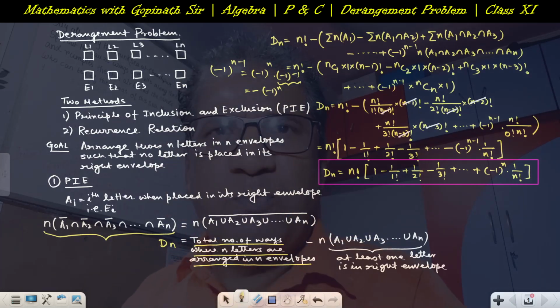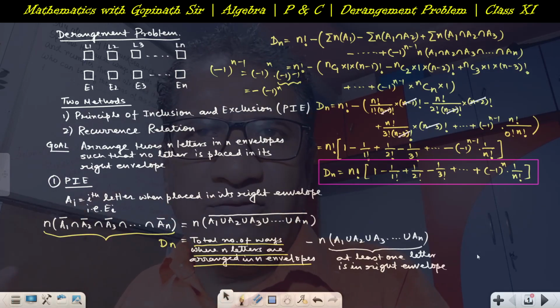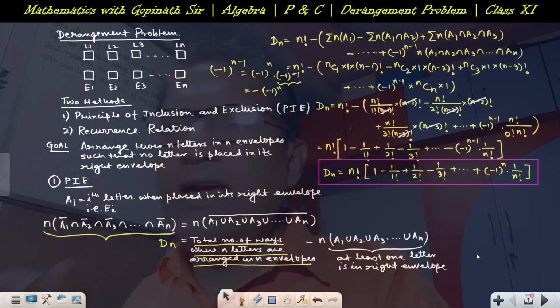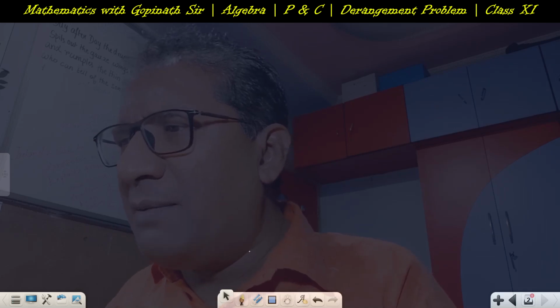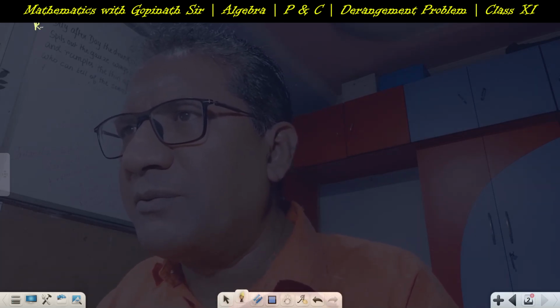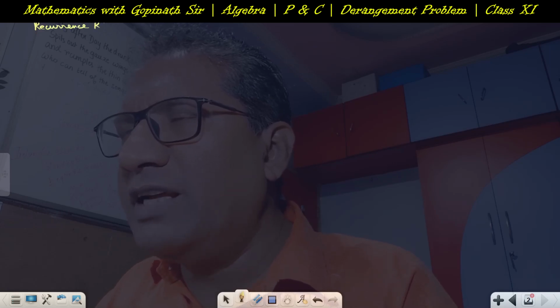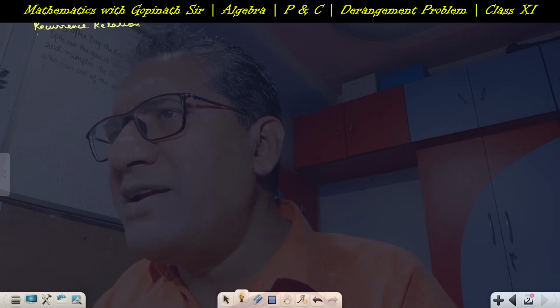This is the first method that we have used to find out the derangement problem. Now let us try to establish the same formula by using recurrence relation. The first question that will come to our mind is, sir, what is recurrence relation? What do you mean by recurrence relation?